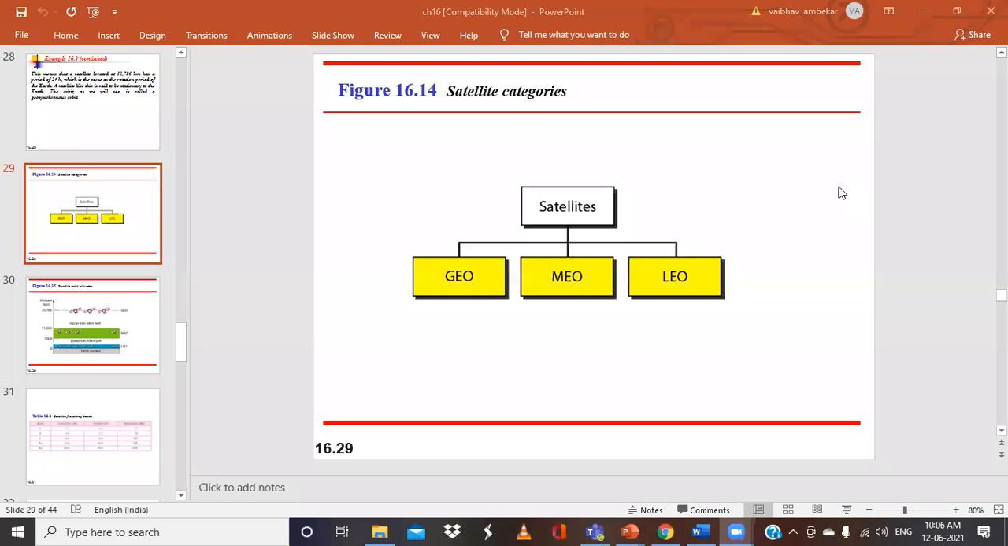Good morning, students. So we are discussing satellite networks, and we have discussed the basic concepts or basic terminologies present in that. We have discussed what a footprint is, what orbits are, and other things.